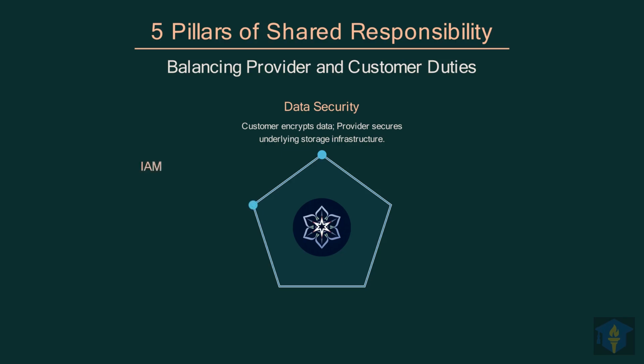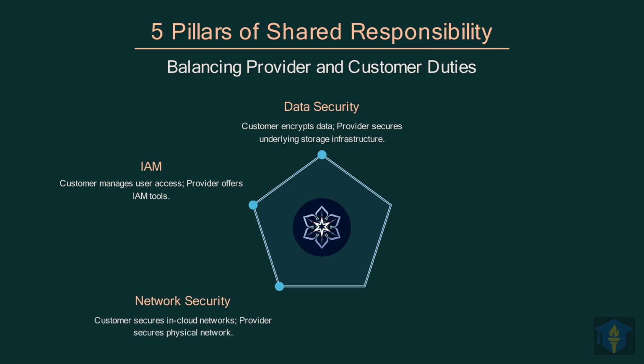Next, we have Identity and Access Management, or IAM, essential for controlling who can access what. Customers manage user access within their cloud environment, while the provider offers robust IAM tools. Our third pillar is Network Security, safeguarding the communication pathways within and to the cloud. Customers secure their in-cloud networks, while the provider secures the physical network infrastructure.